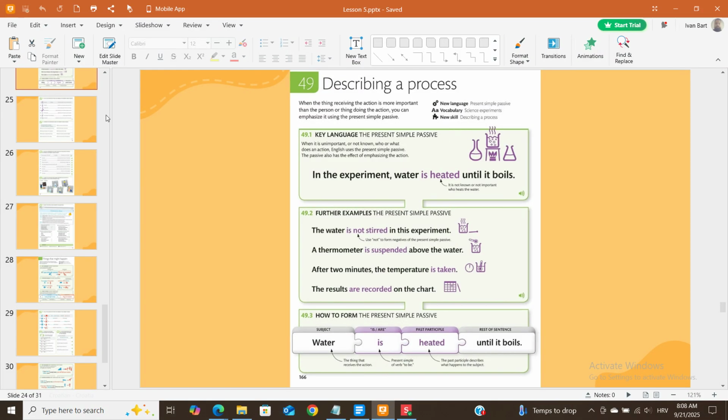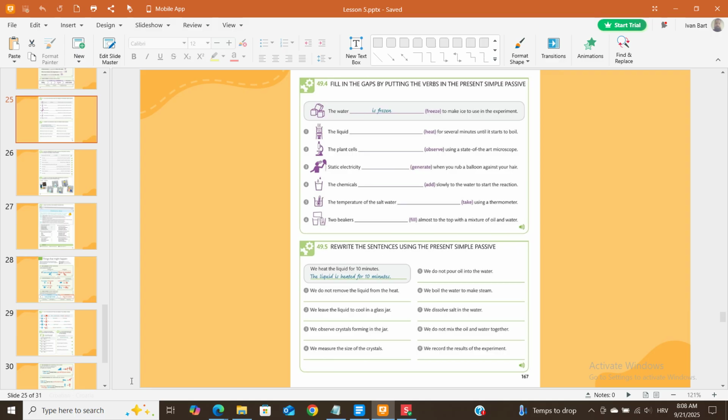49.4 Fill in the gaps by putting the verbs in the present simple passive. The water is frozen (freeze) to make ice to use in the experiment. The liquid. The plant cells. (Heat) for several minutes until it starts to boil. (Observe) using a state-of-the-art microscope. Static electricity. The chemicals. The temperature of the salt water.